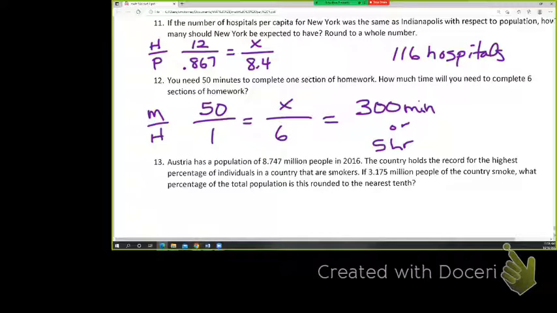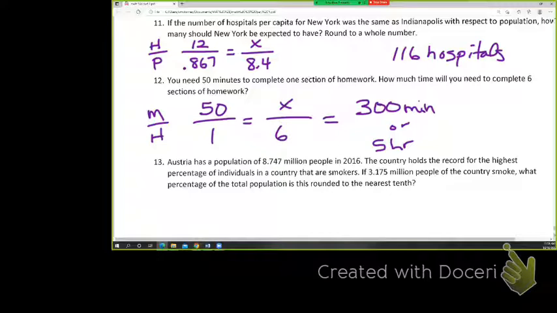And then 13, we've got percentage of people who smoke. Okay, so Austria has the record for the highest percentage of individuals in a country that are smokers. So Austria, as in next near Germany in Europe.